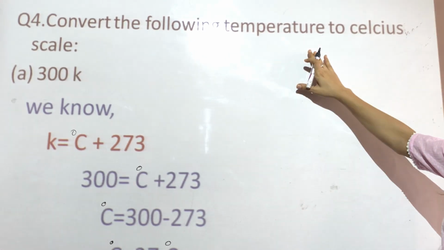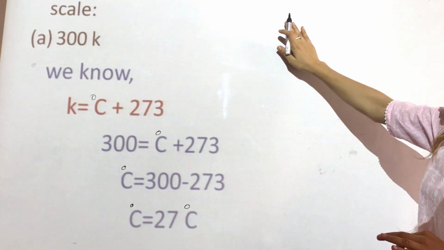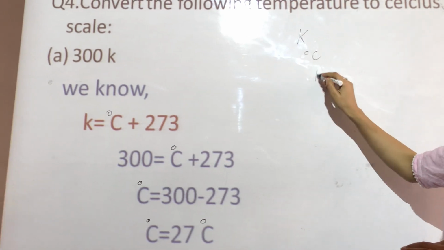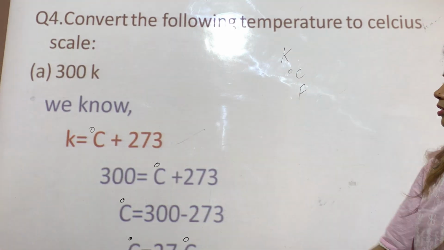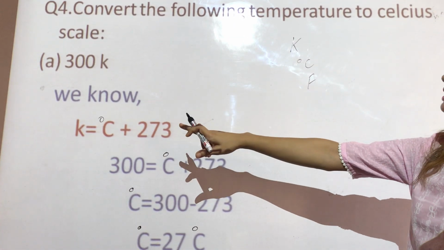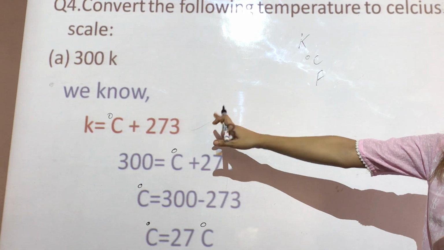Convert the following temperature to Celsius scale. We know that there are three scales of temperature: Kelvin, degree Celsius, and Fahrenheit. This is the equation which shows the relation between degree Celsius and Kelvin. Kelvin equals degree Celsius plus 273.